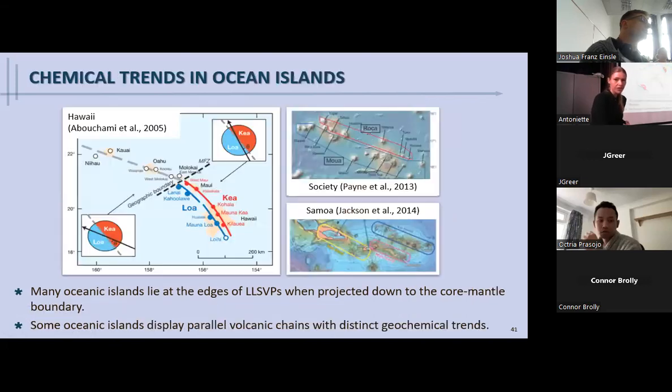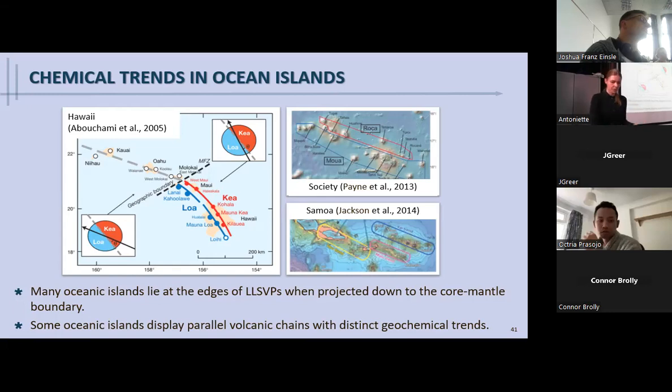The other observation is that many of the ocean island chains have these parallel volcano chains with different chemical compositions that run parallel to each other. The most famous one is the Loa and the Kea trend in Hawaii, but this has also been observed for Society and Samoa and many other ocean islands. And these trends also seem to align with the LLSVPs, with their margins.